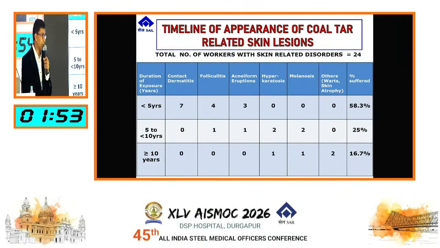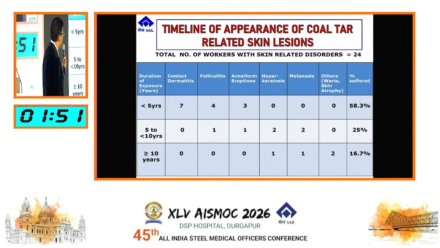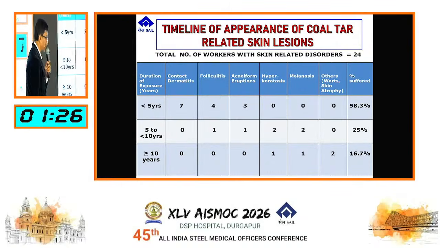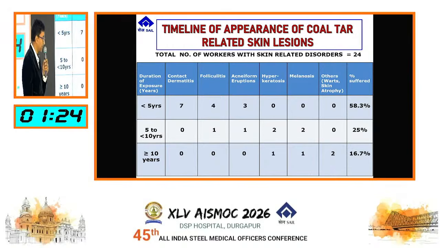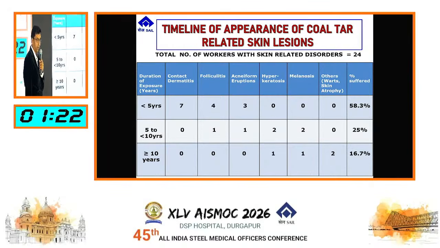Now, this slide shows the timeline of appearance of coal tar related skin lesions. Here we find that contact dermatitis, folliculitis, and acneiform eruptions usually occurred within the first 5 years of exposure to coal tar, while hyperkeratosis and melanosis usually occurred after 5 years, and warts and skin atrophy occurred after prolonged exposure of over 10 years. Notably, around 60% of the employees who developed skin lesions due to exposure to coal tar developed their lesions within the first 5 years of exposure.